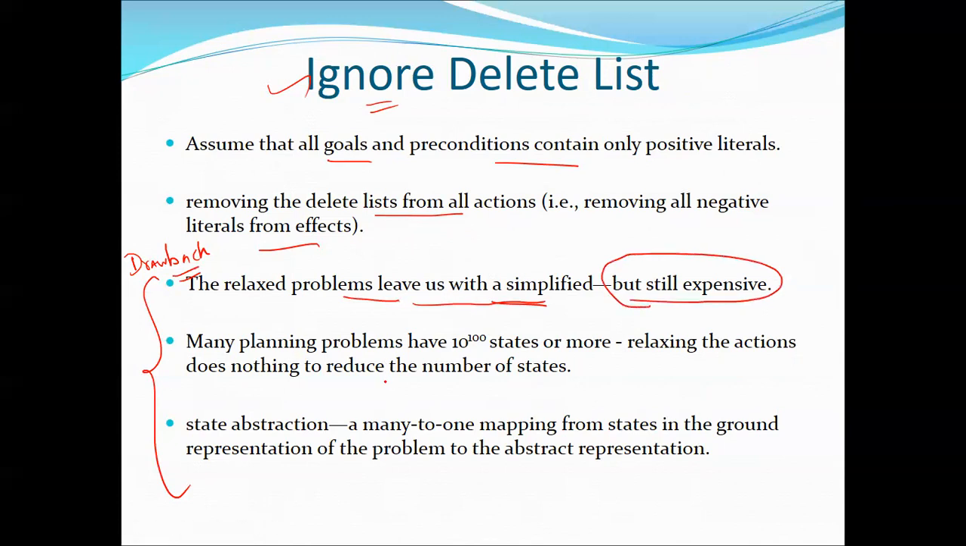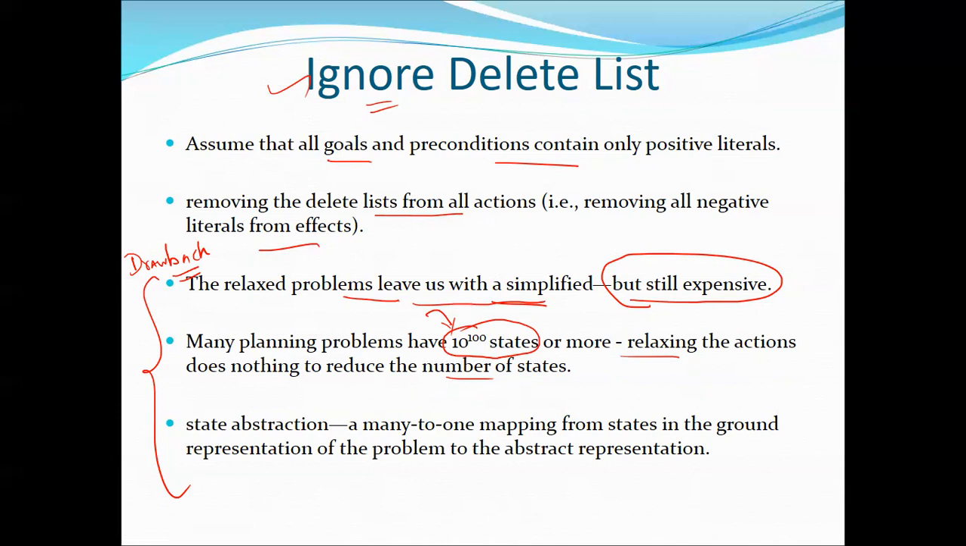Here is an example for that. Most of these problems have more than 10 to the power 100 states. And even if you relax, the number of states is not going to reduce much. If originally the number of states were small, then these kinds of heuristics would work. But our original problem already has so many states. Hence, even the heuristic functions which we create after relaxing the problem are not good enough.